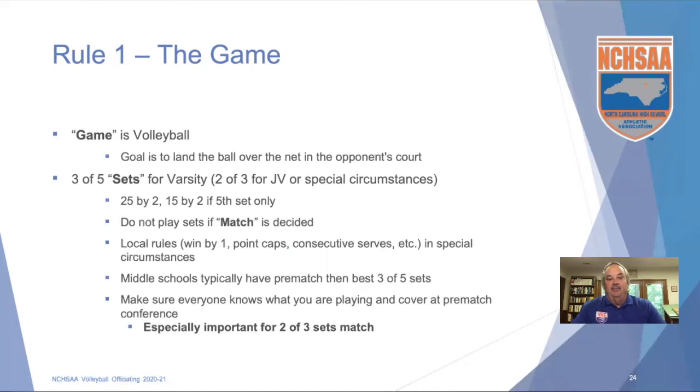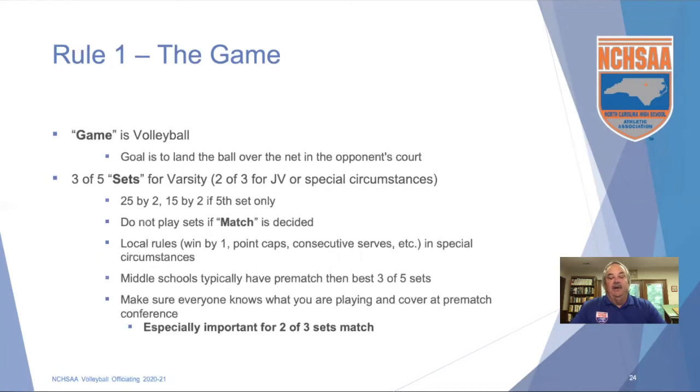In a normal varsity match, we will play 3 out of 5 sets. The first 4 sets would be to 25, and the team to win has to be ahead by 2 points. If there's a 5th and deciding set, that set would be to 15, and again, the winning team will need to win by 2 points. That's the standard match.